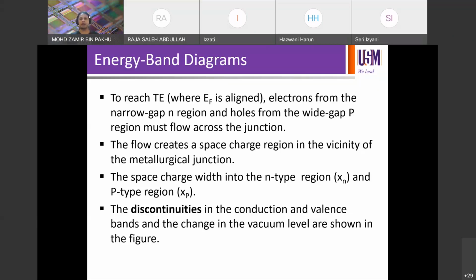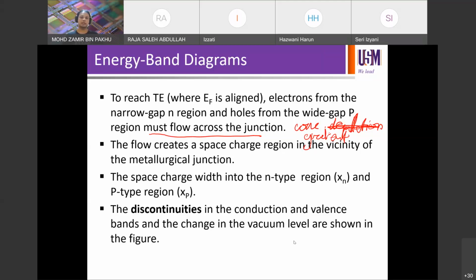Electrons from the narrow gap n-type and holes from the wide gap p-type must flow across the junction due to the concentration gradient. Exactly like our p-n junction, because this is also a p-n junction, except it is a heterojunction, but our last one was a homojunction. But the physics are the same, right? Concentration gradient, sorry, not depletion. Then thermal equilibrium is achieved.